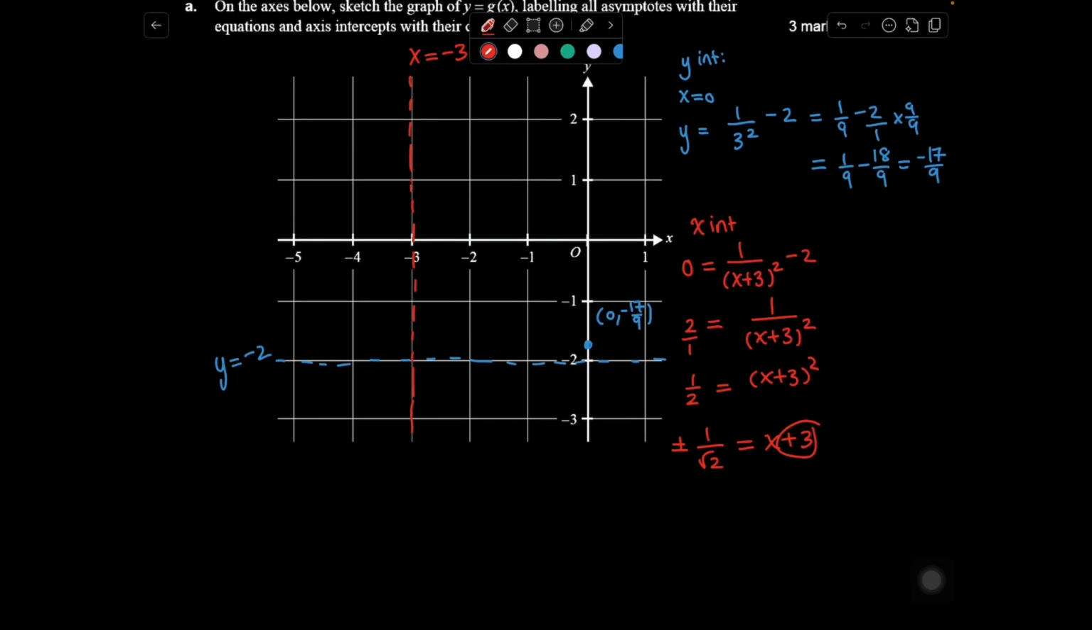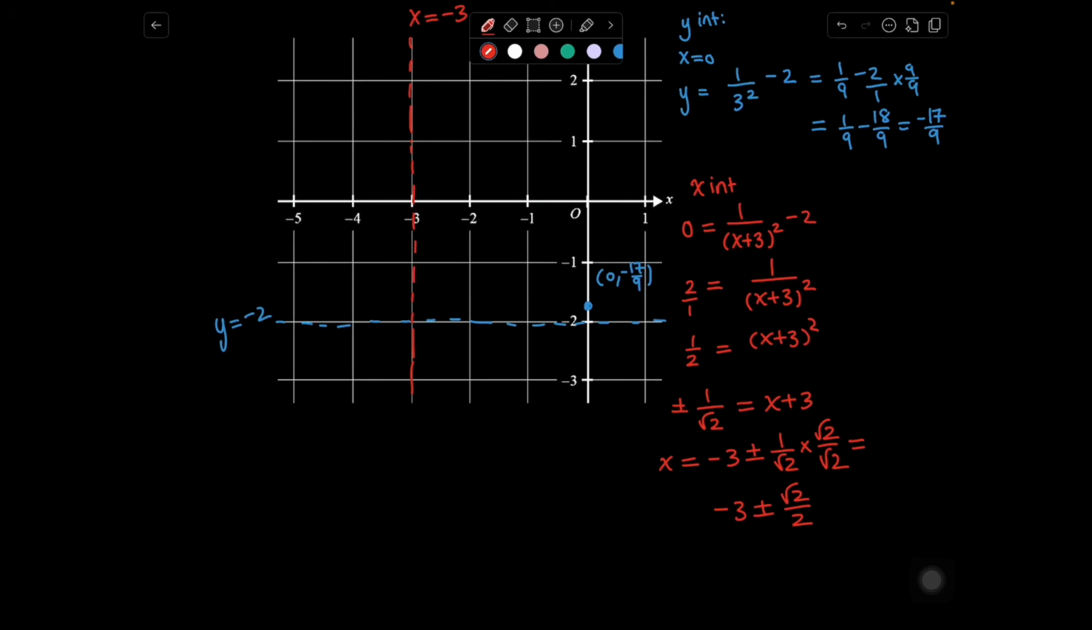And then finally, moving this to the other side by minusing it, you get x is equal to negative 3 plus or minus 1 over root 2. And then we can rationalize it by timesing it by that, and this is going to give us negative 3 plus or minus root 2 over 2.